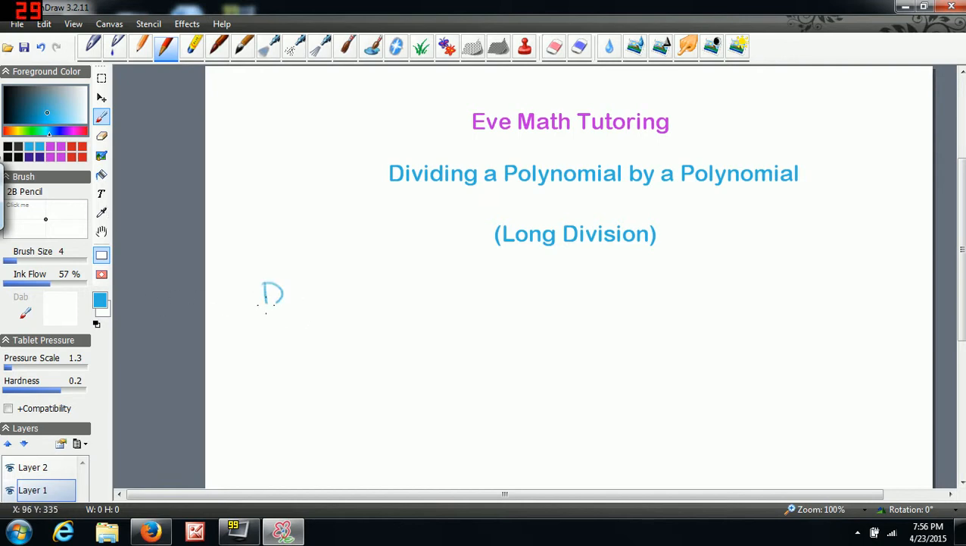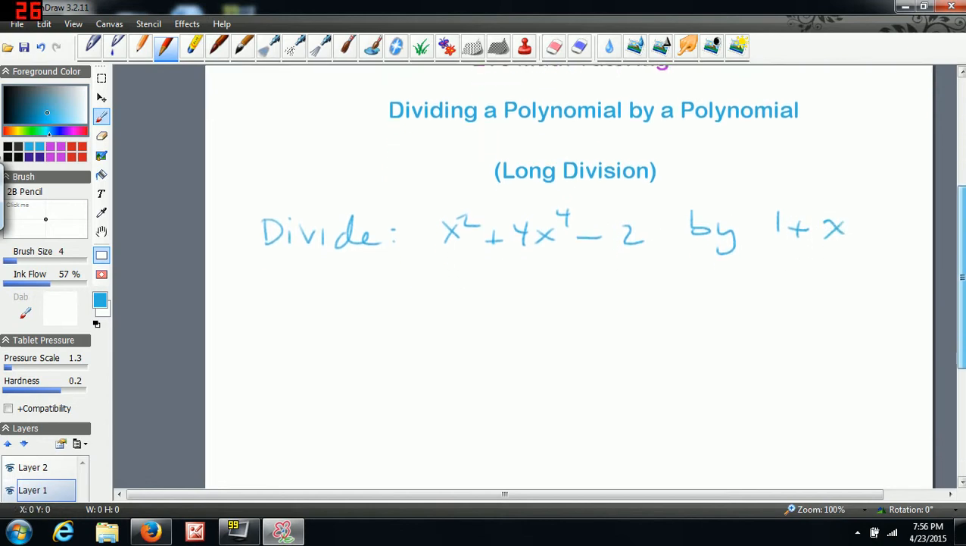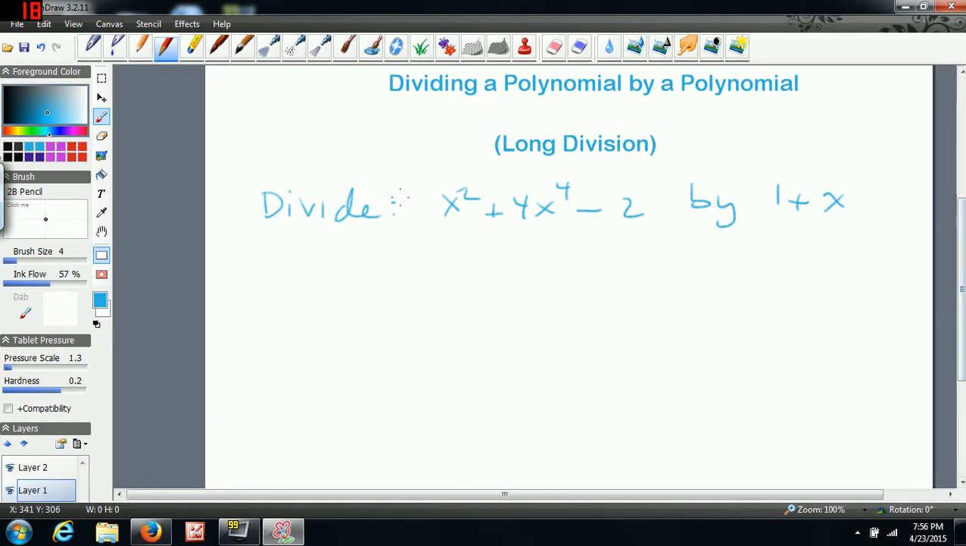So say you're asked to divide x squared plus 4x to the 4 minus 2 by 1 plus x. So what you're going to do first, as you can see, you've got a polynomial and a polynomial, okay?